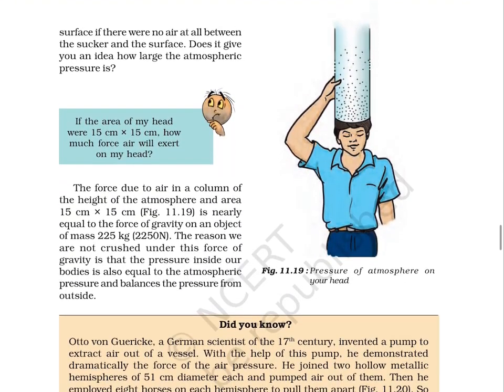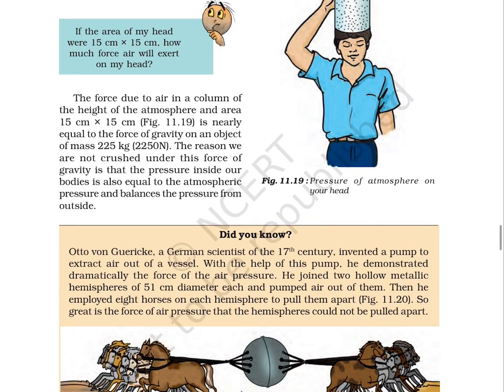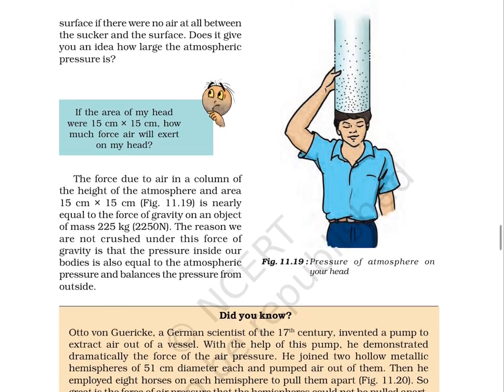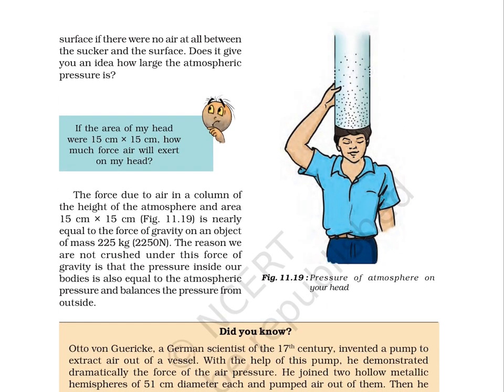Page 141. Bujo wonders, if the area on my head were 15 centimeter by 15 centimeter, how much force air will exert on my head? The force due to air in a column of the height of the atmosphere and area 15 centimeter by 15 centimeter, as shown in figure 11.19, is nearly equal to the force of gravity on an object of mass 225 kg, 2250 N. The reason we are not crushed under this force of gravity is that the pressure inside our bodies is also equal to the atmospheric pressure and balances the pressure from outside. Figure 11.19. Pressure of atmosphere on your head.